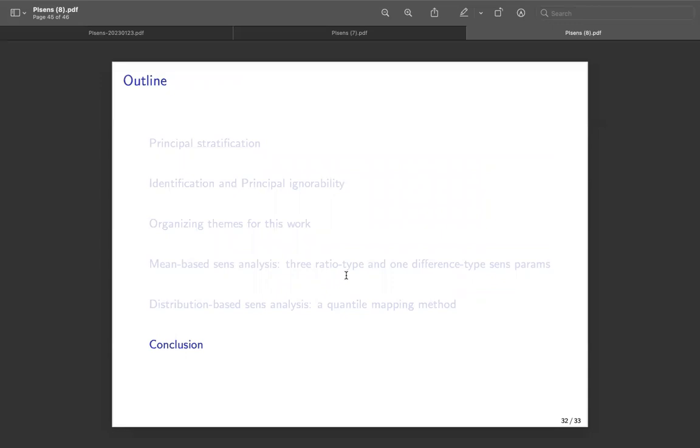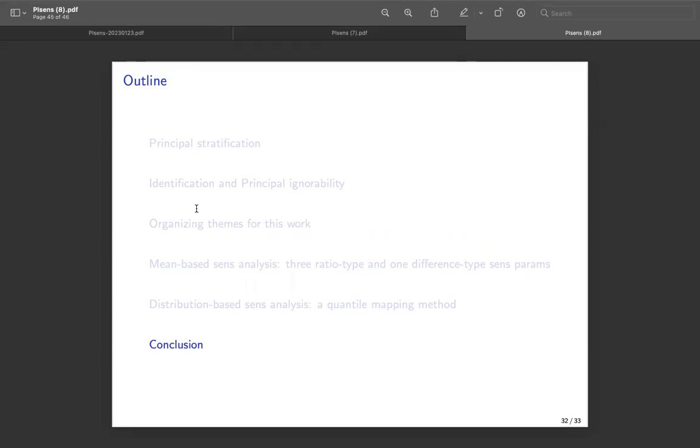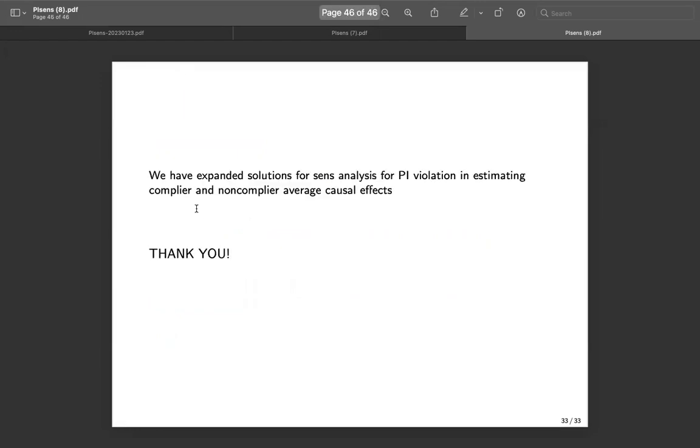So those are the methods that we have developed for sensitivity analysis for principal ignorability violation. Our simplest conclusion is that with this work, we have expanded solutions for this sort of sensitivity analysis, which we highly recommend should be done whenever doing an analysis using the PI assumption. And of course, there's room to expand to two-sided noncompliance. In the paper, we also talk about some interesting things that we notice about finite sample bias that we wonder whether is generally applicable to other sensitivity analyses as well. But this is basically the main story.